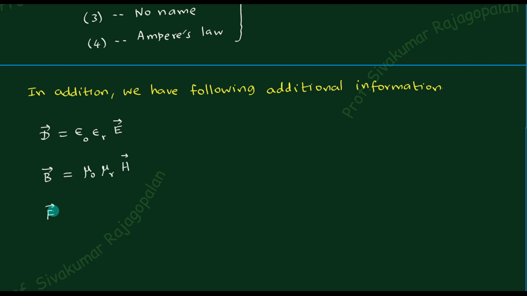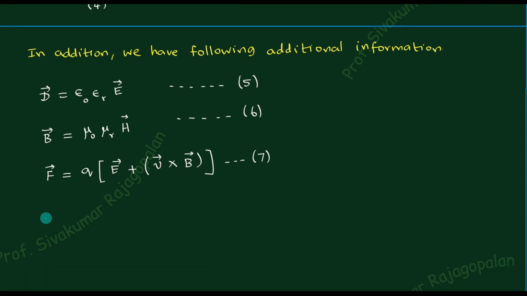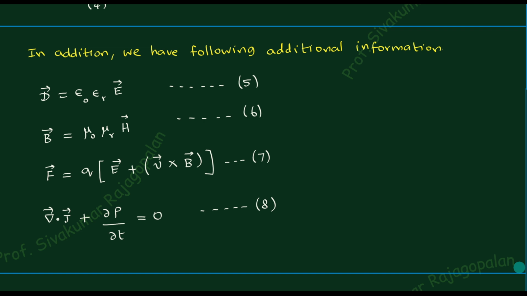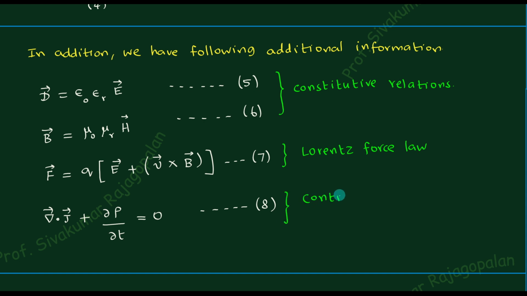And in addition to that, a very important equation is the Lorentz force equation: Q into E plus V cross B. These are the additional information which are very much required in addition to the Maxwell equations. And there is another equation which you have been discussing, known as the continuity equation, that dou rho by dou t equals 0. However, this equation will not be counted, and I will explain why. We call equation number 5 and 6 the constitutive relations, whereas equation number 7 is known as the Lorentz force law or Lorentz force equation, and the last one is known as the continuity equation.